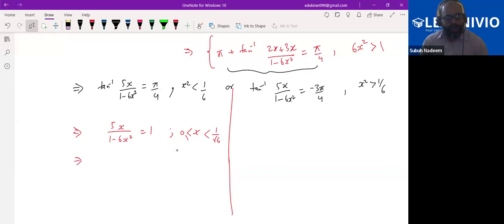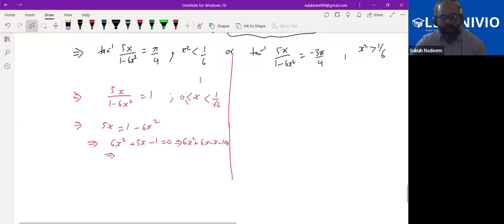So we write it as 5x is equal to 1 minus 6x square. And then this will be 6x square plus 5x minus 1 is equal to 0. So this will become 6x square plus 6x minus x minus 1 equal to 0. Middle term splitting we are doing here. So it will become 6x minus 1 into x plus 1 is equal to 0.